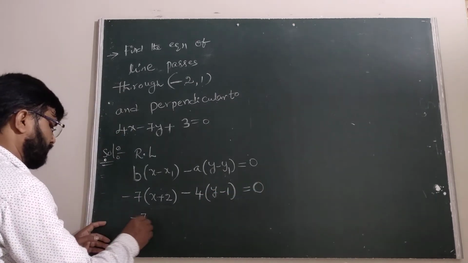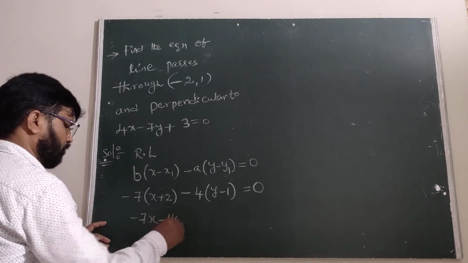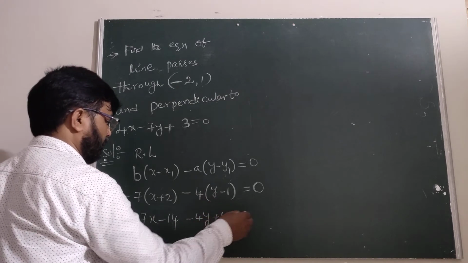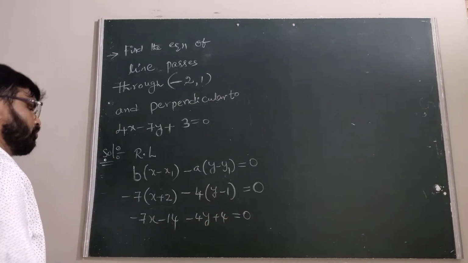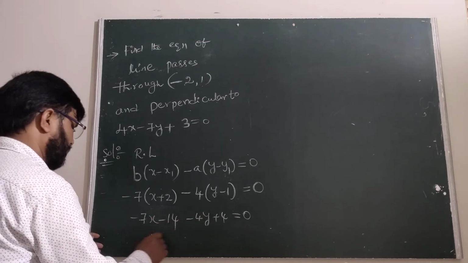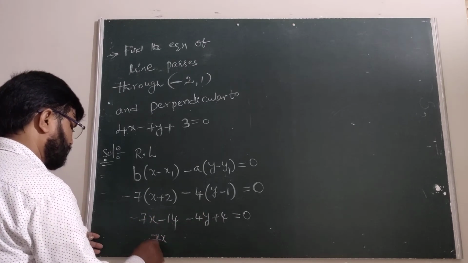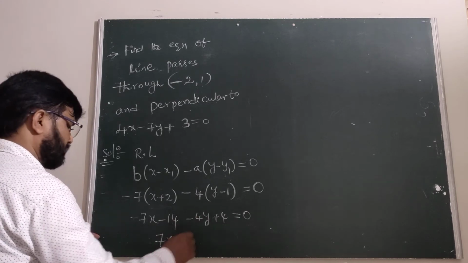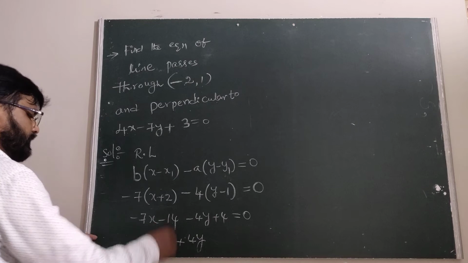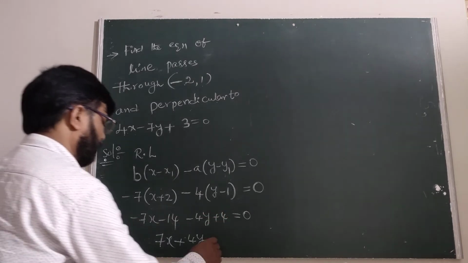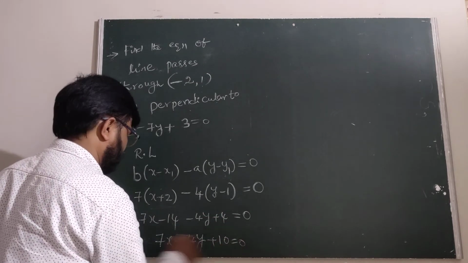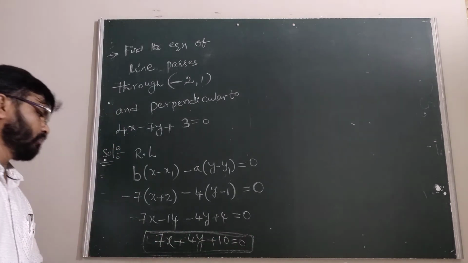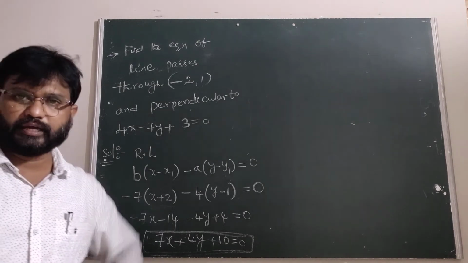Now this is -7x - 14 - 4y + 4 = 0. Now we have to multiply with minus. This becomes 7x + 4y + 10 = 0. This is our answer: 7x + 4y + 10 = 0.